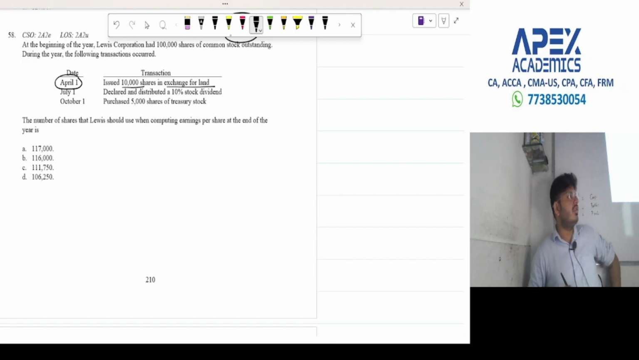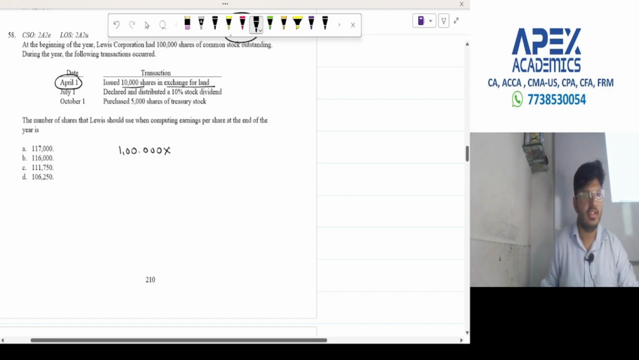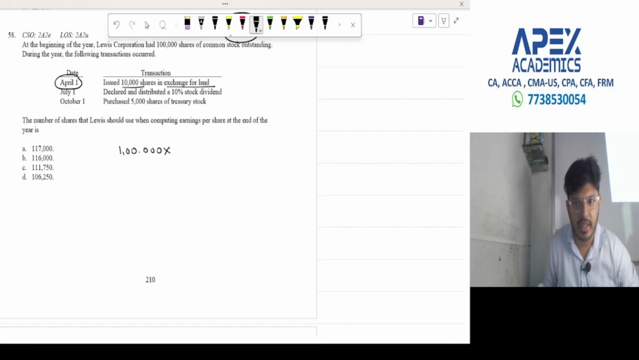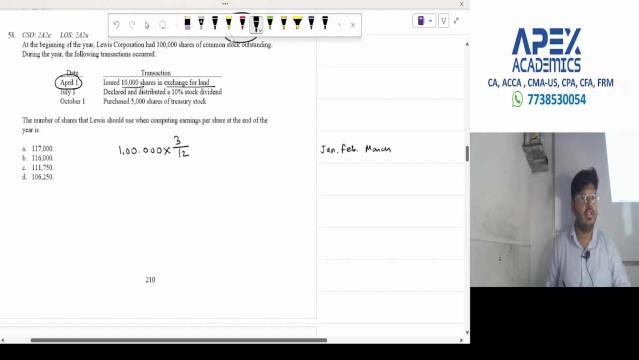And how many shares am I issuing for this? 10,000 shares. Dosto, can I say that 1 lakh multiplied by something. This first 1 lakh is with me for the period of January, February, March, multiplied by 3 divided by 12. Agreed or disagreed?